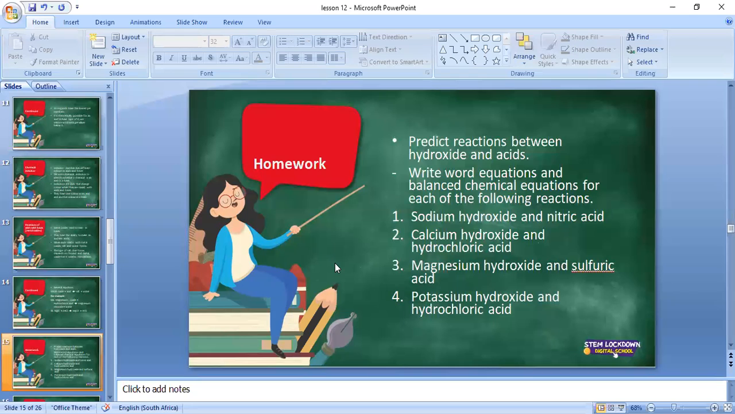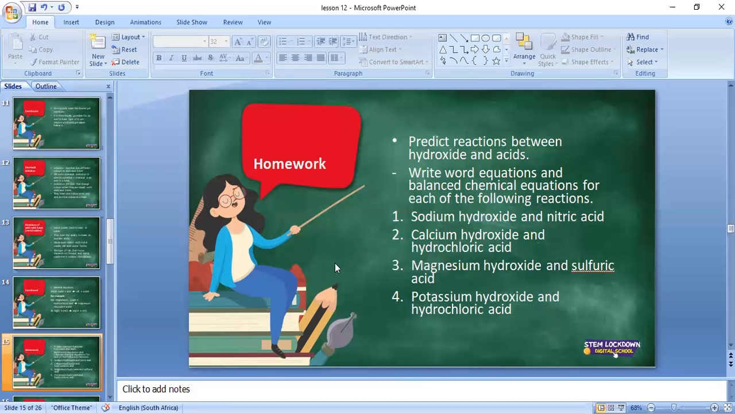So you've got sodium hydroxide and nitric acid. What are we going to get? We are going to get salt and water. We've got calcium hydroxide and hydrochloric acid. And what are we going to get? We're going to get salt plus water. We've got magnesium hydroxide and sulfuric acid. What are we going to get? We are going to get salt and water. Potassium hydroxide and hydrochloric acid. What are we going to get? We are going to get salt and water.